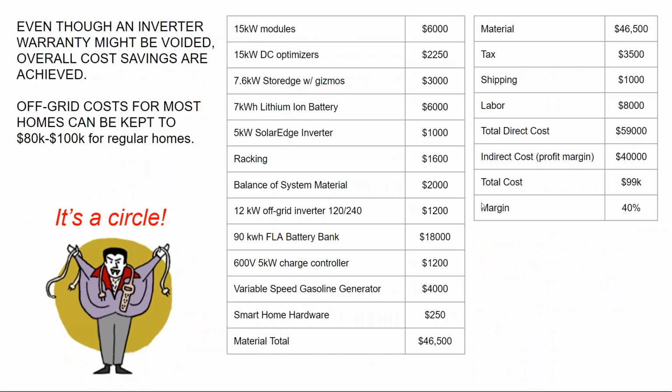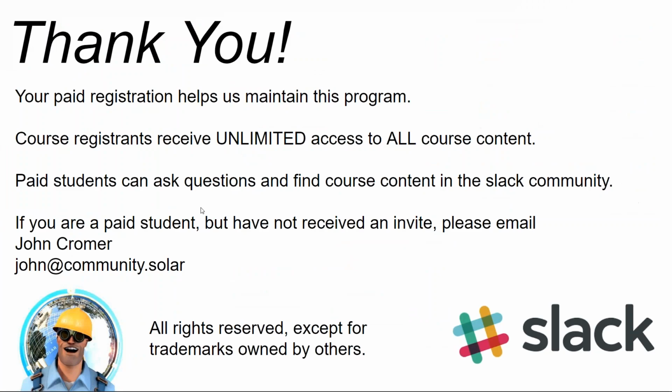You've probably been waiting for this slide. Here are different costs of different system materials. A good budget for a completely off-grid residential home is between $80,000 and $100,000. So it's still expensive. That's the reason why you would build it out in stages based on what your grid policy is. So with that, we're at the end of the program.